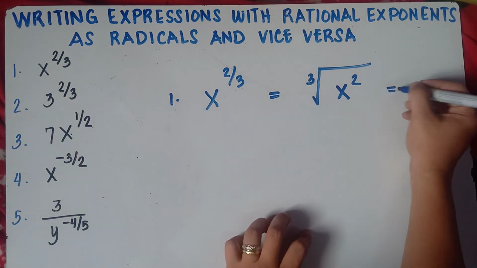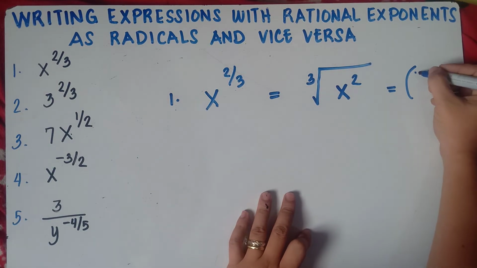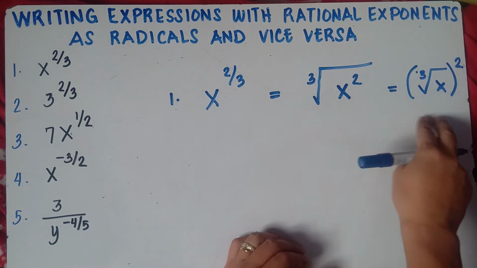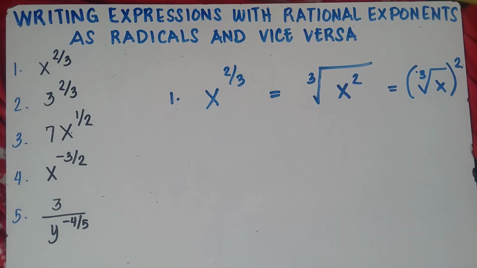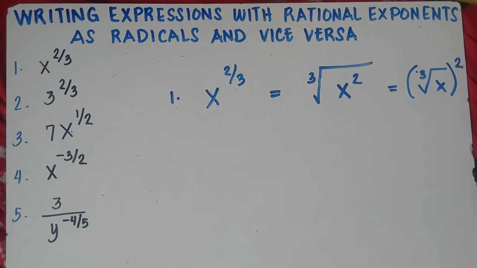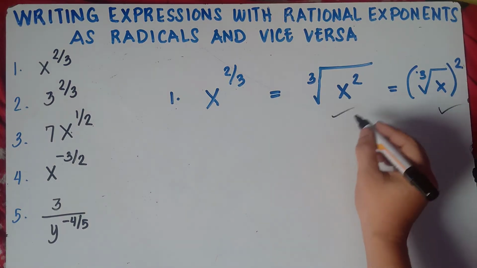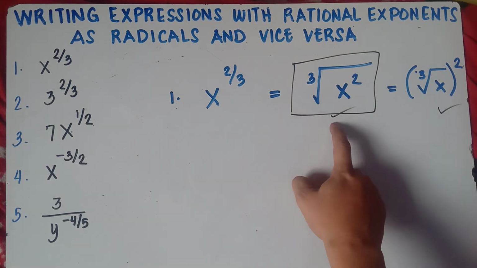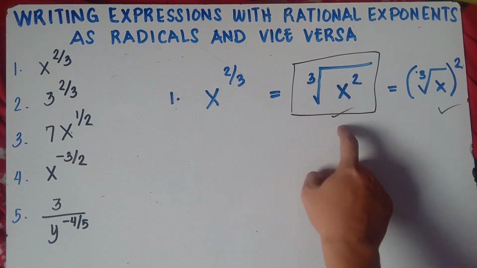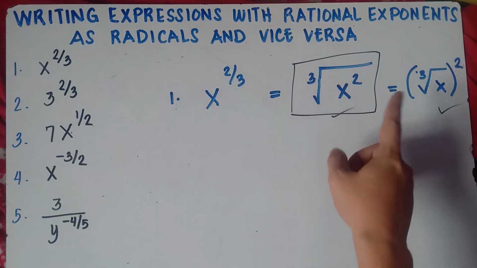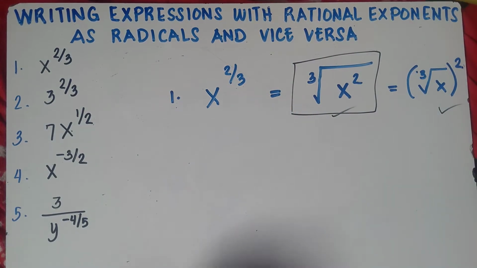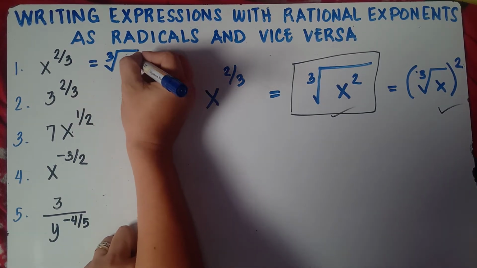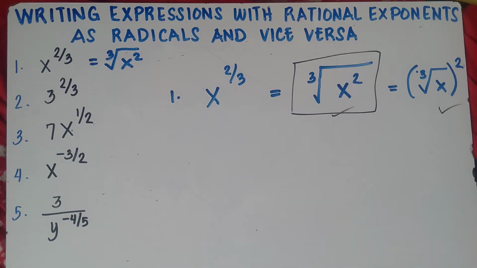Or you can also have this answer: the quantity of the cube root of x, raised to the power of 2. So it's either of these two, class. Cube root of x raised to the power of 2, or the quantity cube root of x raised to the power of 2. This is actually okay, class. You can read this as cube root of x squared. That's the answer for number 1. Easy, right? Alright, let's try number 2.